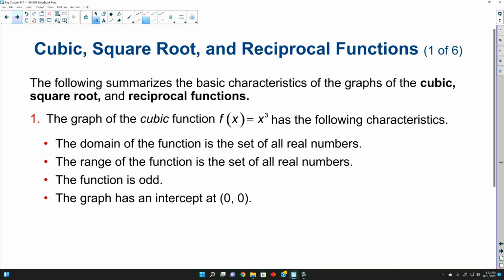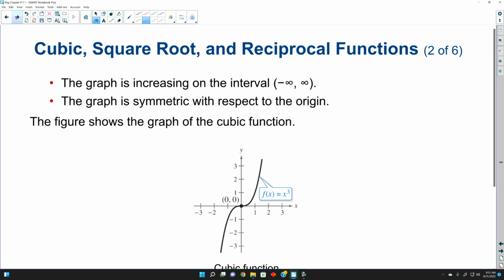Now we have some others. We have the cubic function, x to the third. Here, the domain and range are both going to be the set of all real numbers. It is an odd function, and it intercepts the graph at (0, 0). So it's this kind of sideways S-looking curve that is our cubic function. Any questions on this so far?